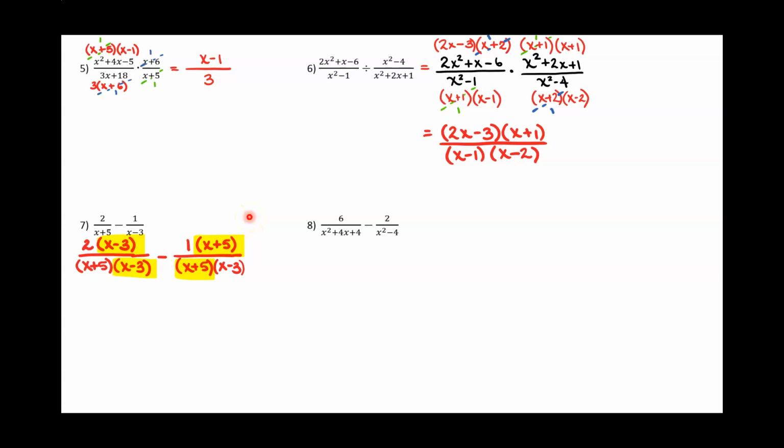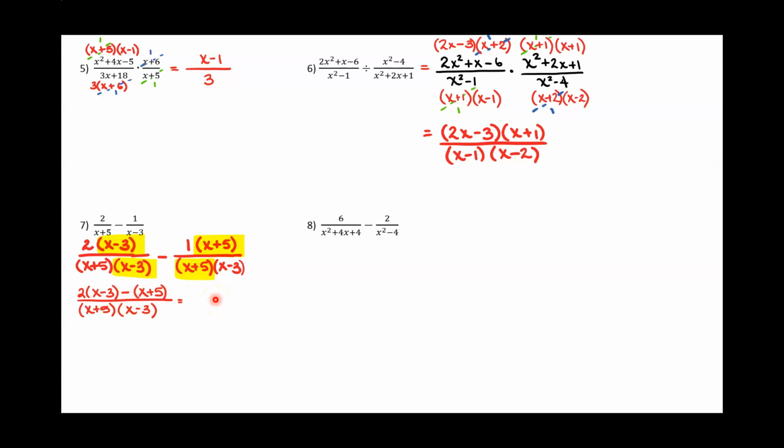Okay, so what was the purpose of getting a common denominator? It's so we can combine our two fractions. So let's do that. Let's combine our two fractions over that common denominator. So we've got 2 times x minus 3 minus x plus 5.